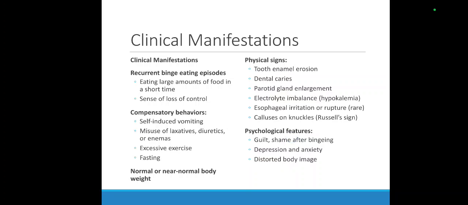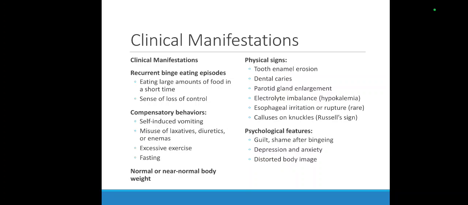bulimia nervosa, so we have clinical manifestation which includes recurrent binge eating episodes, compensatory behavior such as self-induced vomiting, misuse of laxatives, diuretics or enemas, excessive exercise, or even fasting. So they may have normal or near normal body weight. So physical signs may include tooth enamel erosions, dental caries, parotid gland enlargement because of inducing vomiting.